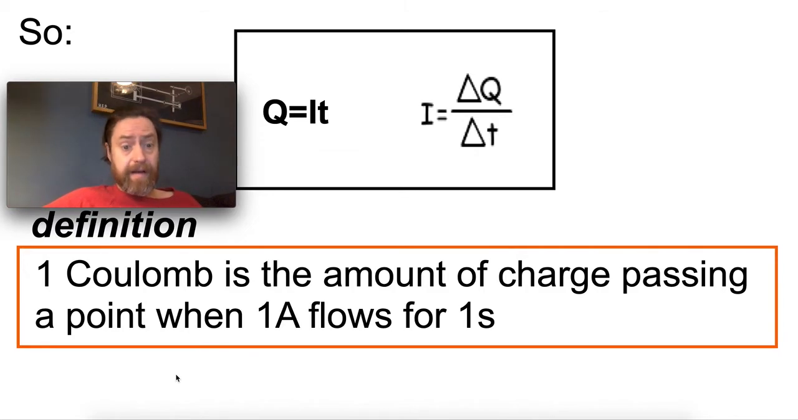If someone ever asked me to define something, I would be inclined to say, well, because current is moving charge, I would define current in terms of charge. But it's actually the other way round. The SI unit, or the base unit, is the amp. So we define a coulomb in terms of amps rather than the other way round. The definition is that 1 coulomb is the amount of charge that passes a point when 1 amp flows for 1 second.